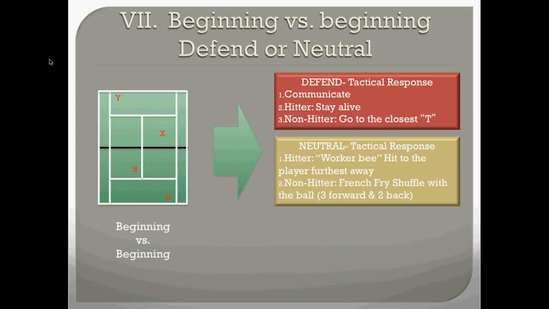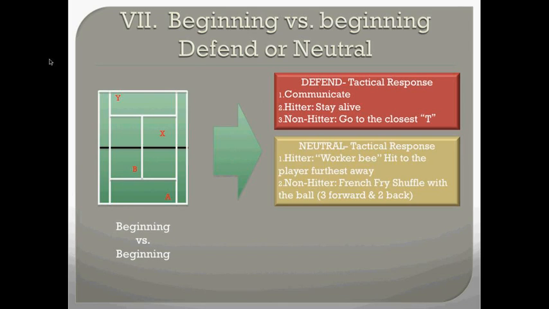Now, when you say hit it to player Y, you could go for the angle, you could go for the deep corner to Y, or you could go down the middle between X and Y. That's your choice in the neutral mode as the hitter. The non-hitter does what I call the French fry shuffle. Let me explain. Have you all seen these throw-down lines, the yellow long strips that coaches place on the tennis court? The kids call them French fries.